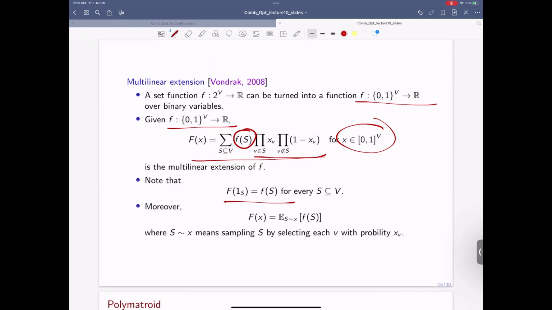So this extends to continuous values, and it can be written as the expectation of some random function where the subset S is randomly chosen, where each element is sampled with probability xv. So that's basically what it is.